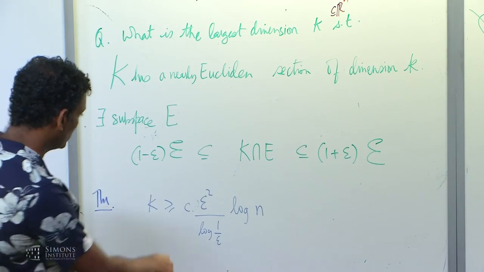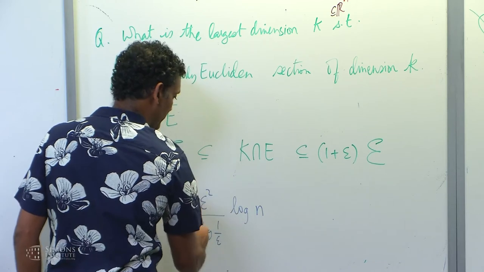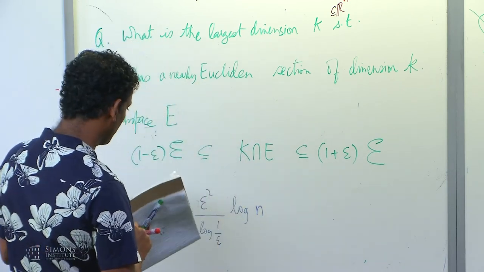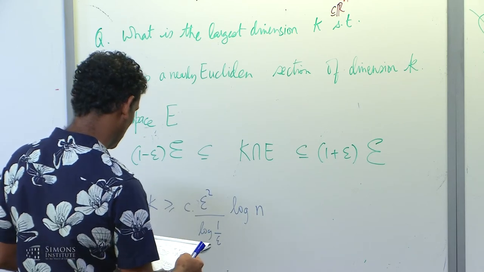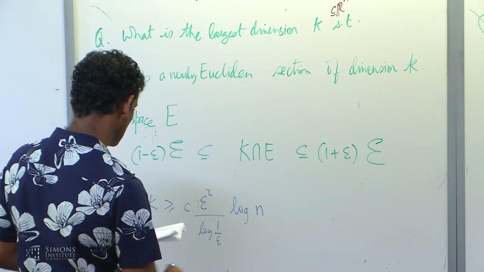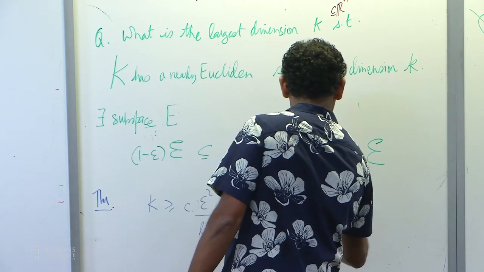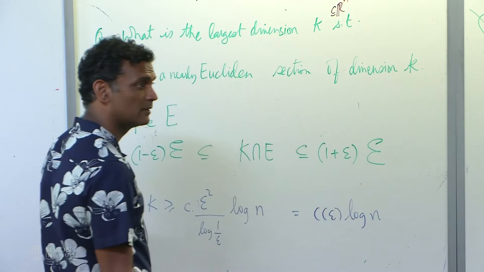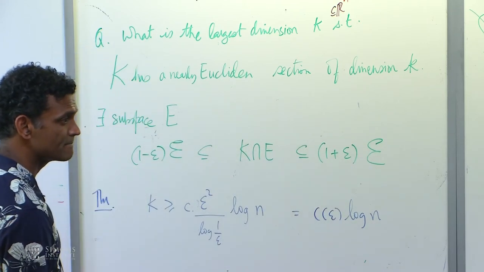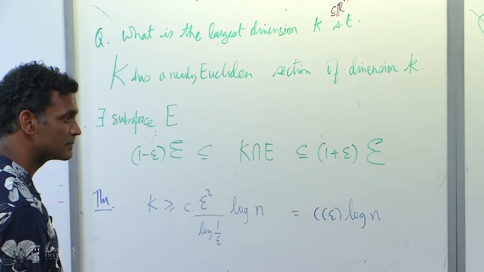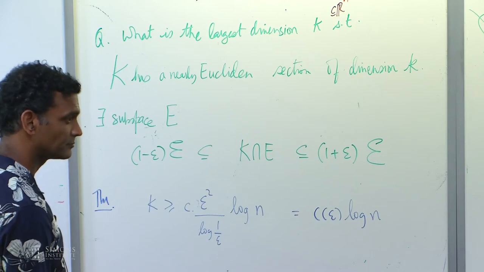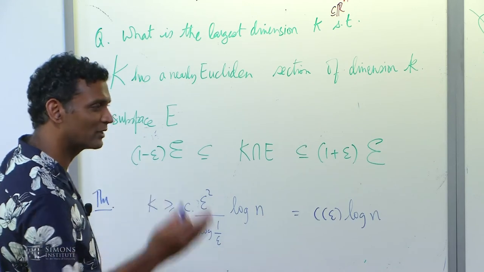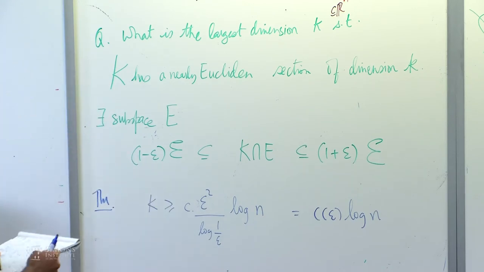This is tight. The log n is tight. The function of epsilon is still not tight, or not known to be tight. So I'll just write this as C of epsilon times log n. This is still a symmetric body, and the section is through the origin. So it's not a section in a corner, it's a subspace going through the origin.